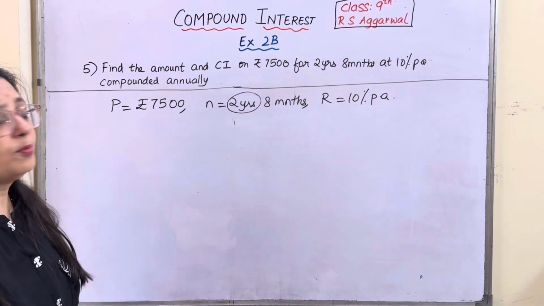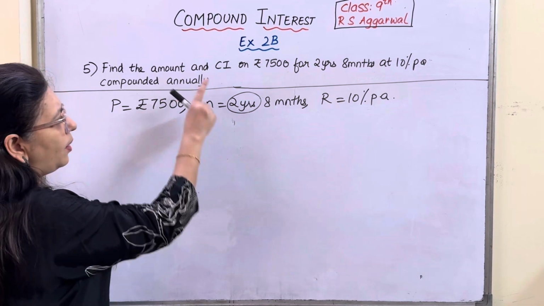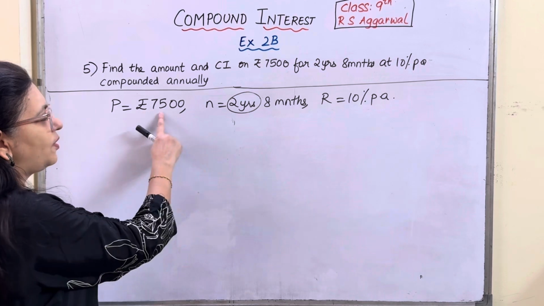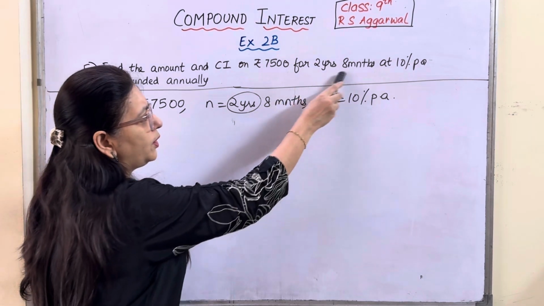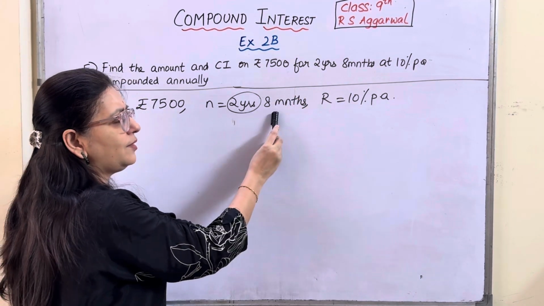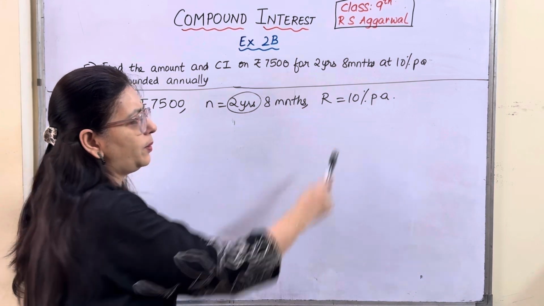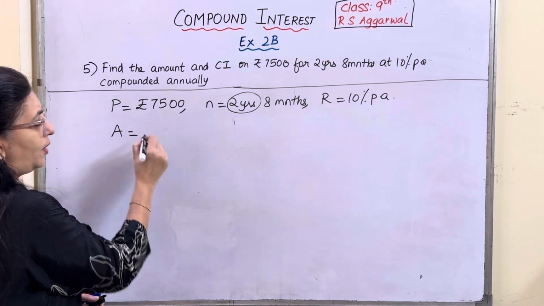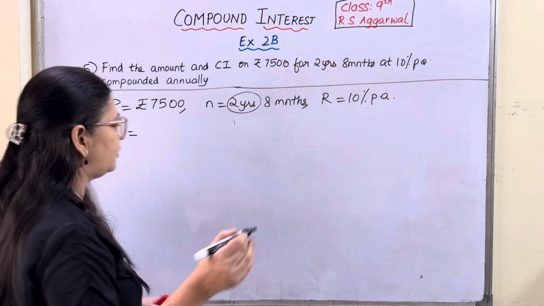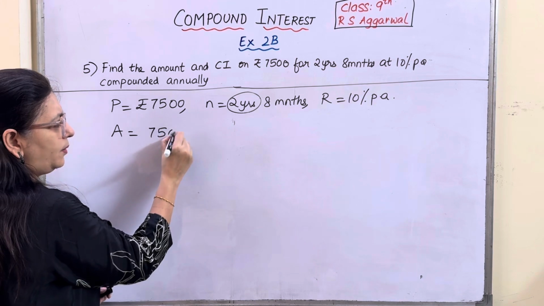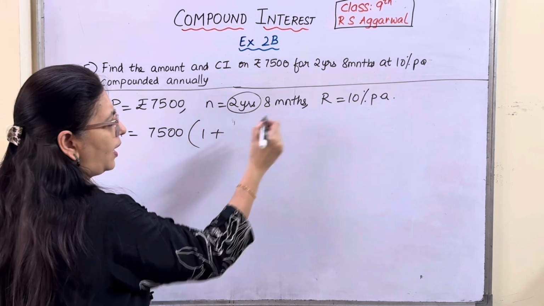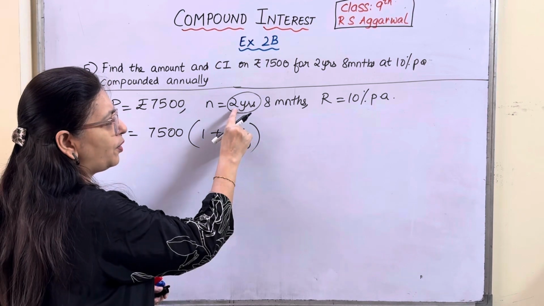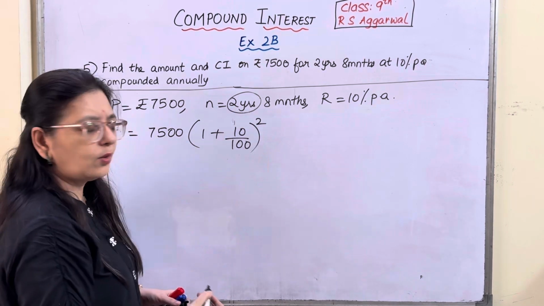Yes kids, let's move to question number 5. Find the amount and the compound interest on rupees 7,500. So what information is given to you? Principal, for 2 years 8 months. So the number of years is 2 years and 8 months, at 10% per annum. So here you are going to use the formula where n is not a complete number of years. So amount is equal to principal into (1 plus r, which is 10 upon 100) raised to n. N is what? The number of complete years, so it is 2.